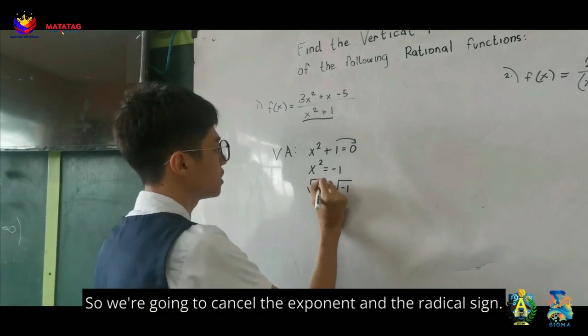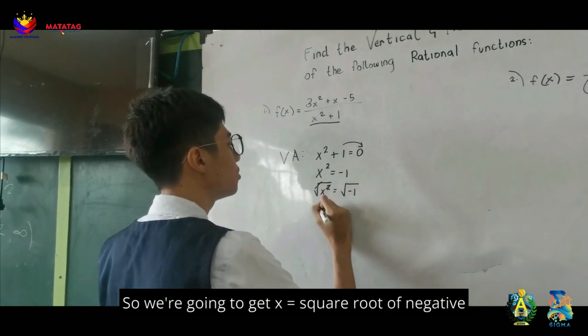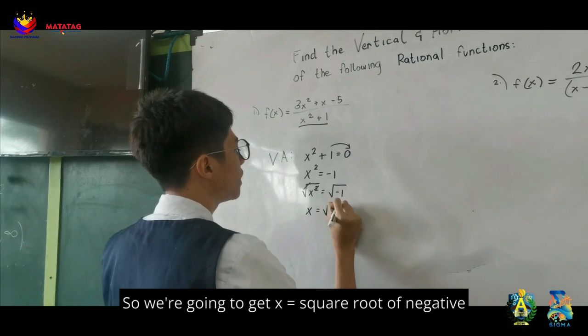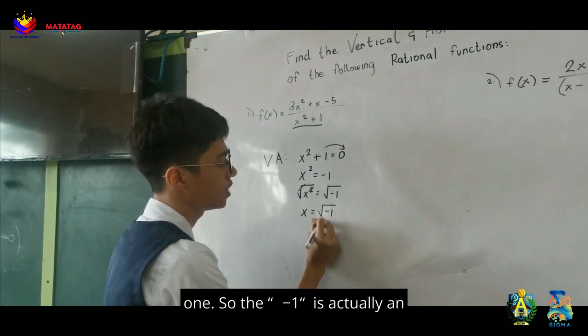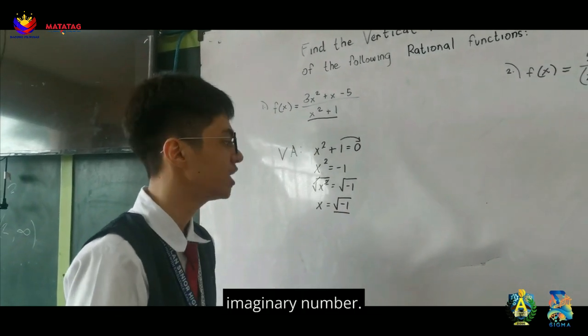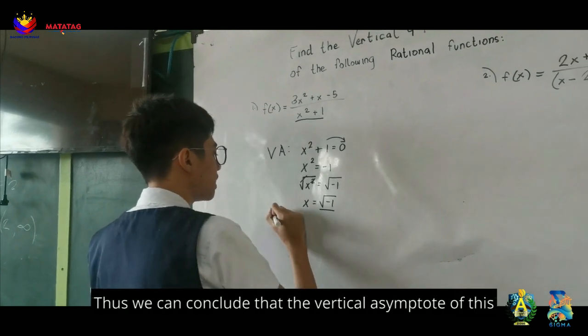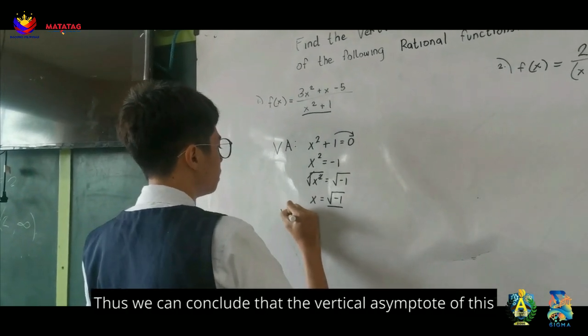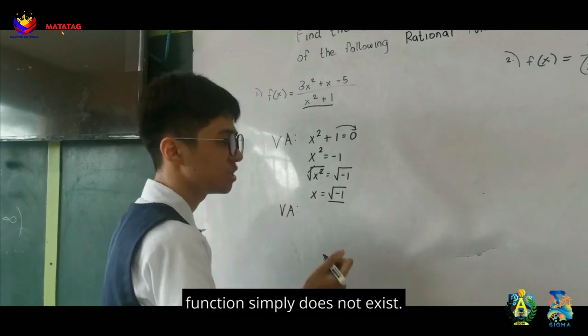So we're going to cancel the exponent and the radical sign. So we're going to get x is equal to square root of -1. The square root of -1 is actually an imaginary number. Thus, we can conclude that the vertical asymptote of this function simply does not exist.